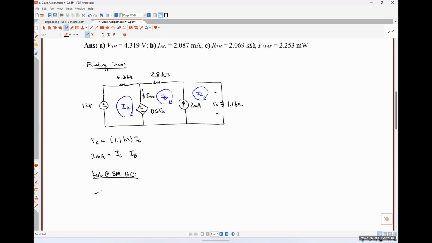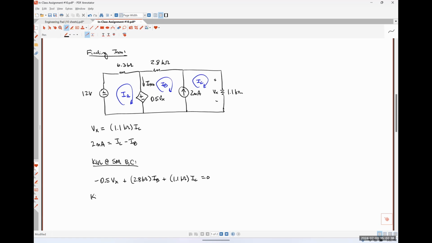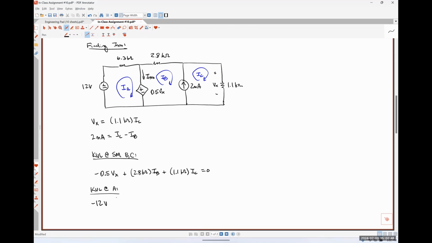So that's going to look like negative 0.5 Vx plus 2.8 kilo ohms IB plus 1 kilo ohms IC is equal to 0, and then KVL around mesh A would be negative 12 volts plus 6.3 kiloohms times IA plus 0.5 Vx is equal to 0.